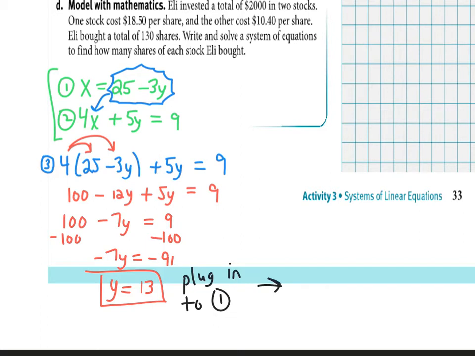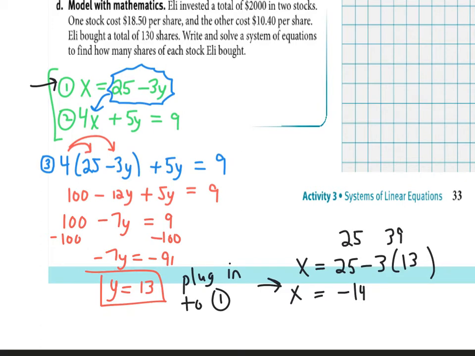Okay, because now that we know y, equation 1, remember, said from the top up here, said that x equals 25 minus 3 times whatever y is. And we just found out what y is. So if we do 25 minus 3 times 13, that should get us negative 14, because 3 times 13 is 39, right? So 25 minus 39, that's where I got the negative 14 from. We know x now, we found y. We have solved the system using substitution.